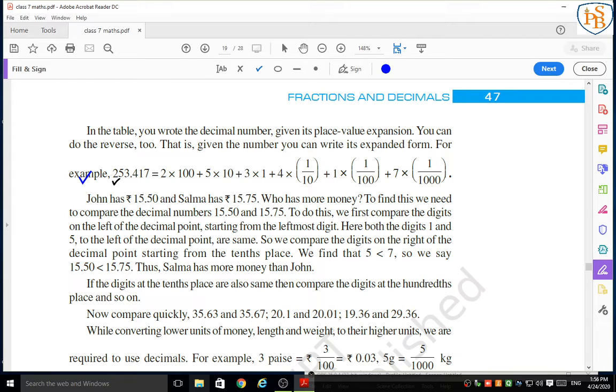The number is 253.417. Look here, this is the ones place, 3 at the ones place, 5 at the tens place and 2 at the hundreds place. So I will write here 2 into 100 plus 5 into 10 plus 3 into 1, plus after the point, when we write the place values of the given number, 4 is at the tenths place, so I have to write here 4 into 1 by 10.